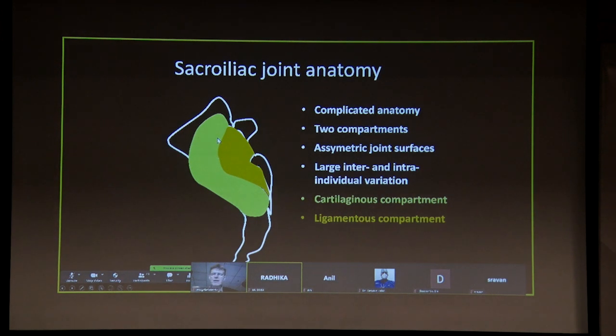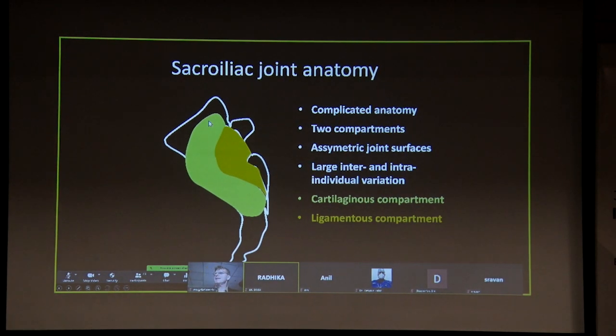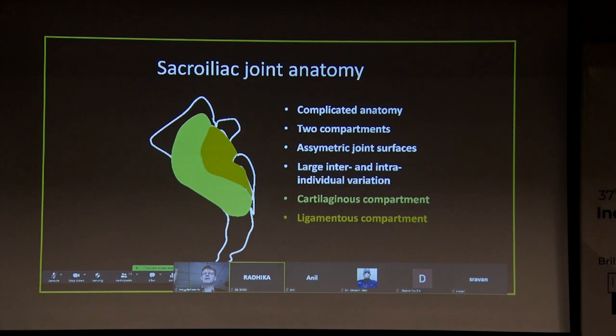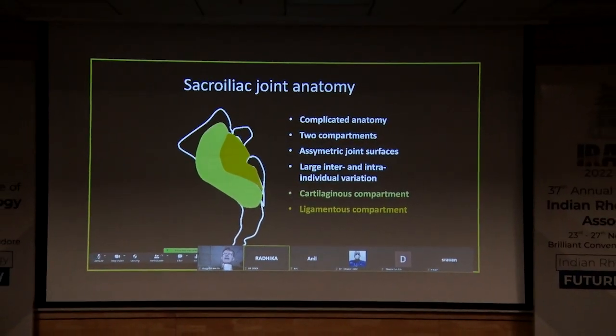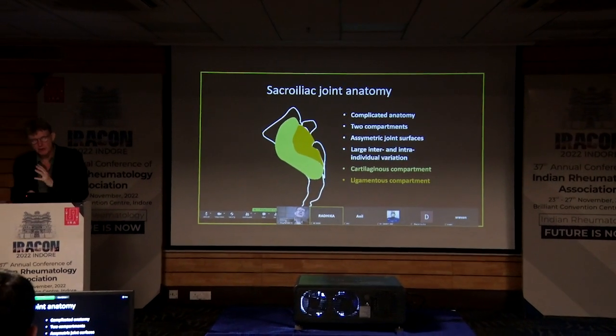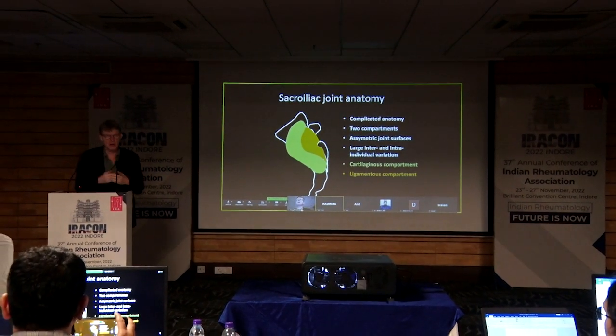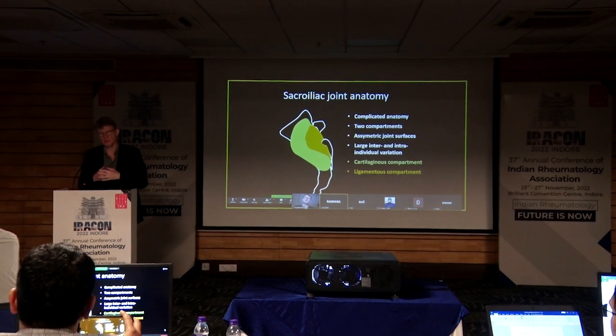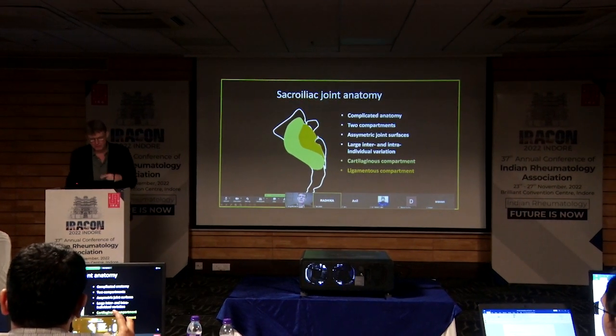And it's not flat like this, it curves in all directions. So therefore it is a quite complicated anatomy, which can be challenging to look at. And therefore it's also important that the images are acquired in a reproducible way, and that's what I'm going to talk about now, how we acquire images.